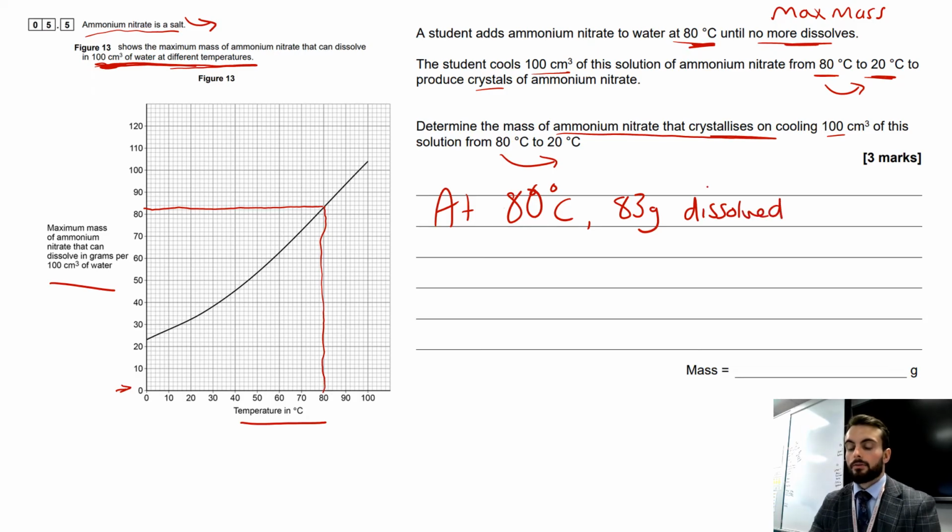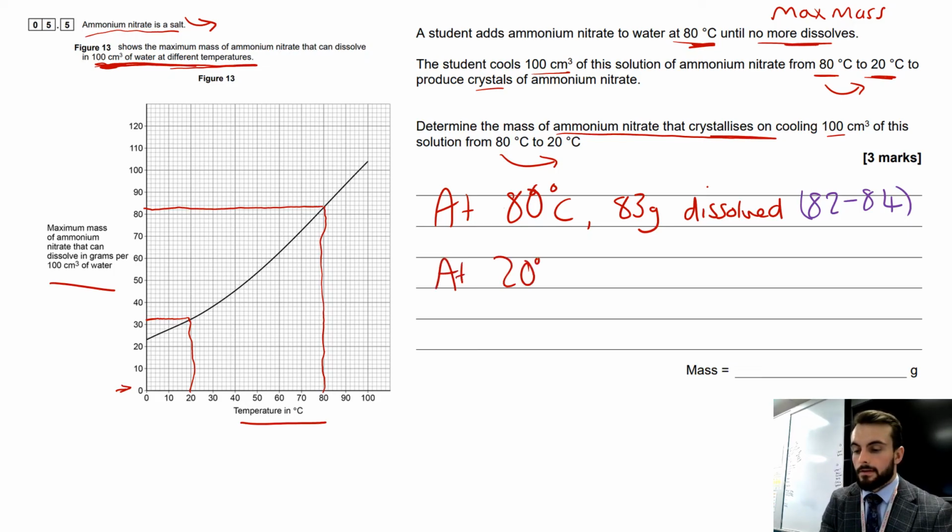One thing you can do on this one is there is a bit of a range for it. If you misread the graph, you can have a range of somewhere between 82 to 84, but the correct number is 83. And then we do the same for 20 degrees. So how much dissolved at 20 degrees? Go up to the line, and then we go across. That's one little jump up from 30, so that's going to be 32 grams. So at 20 degrees Celsius, 32 grams dissolved.